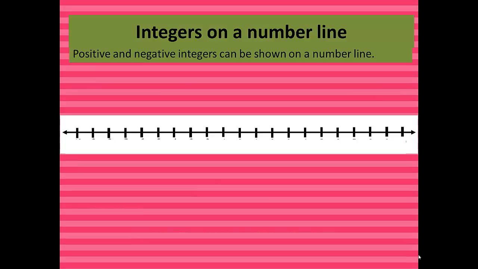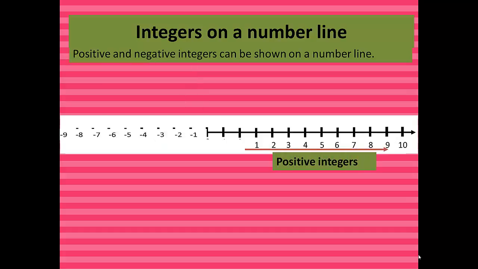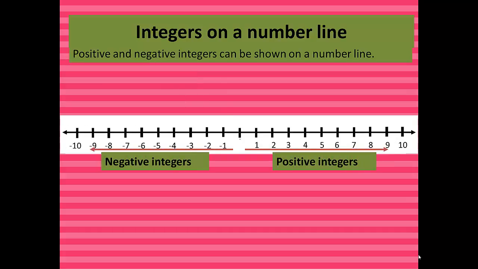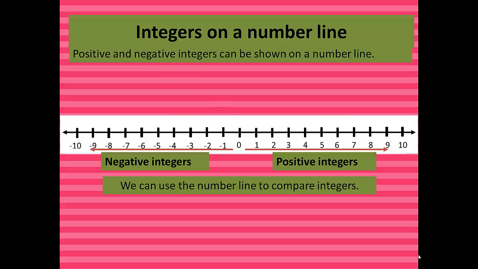So let's look at this concept of integers on a number line. Positive and negative integers can be shown. So we have our positive integers, we have our negative integers, and then of course 0. We can use a number line to compare and order integers. We can also use the number line later on in this unit to add and subtract integers.